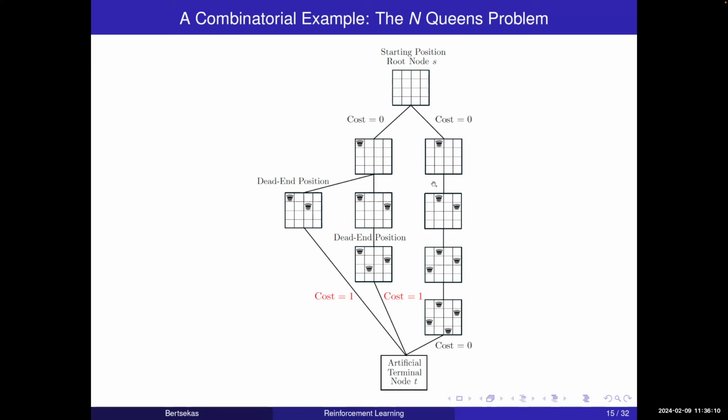If you remember, a queen can move as much as it wants side to side. It can go up and down like this, and it can also go as far as it wants along the diagonals. So we want to find a configuration that positions all N queens on the chessboard such that you don't have any pair of queens that are threatening each other. An example of such a configuration looks like this. If you look at any of these queens, there's no queen threatening that queen. So this is an N queens feasible configuration.